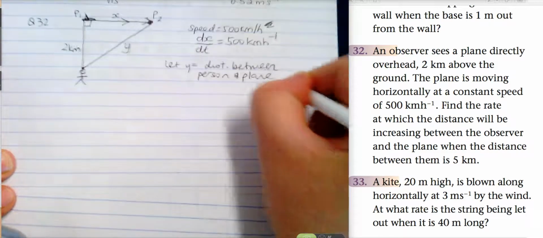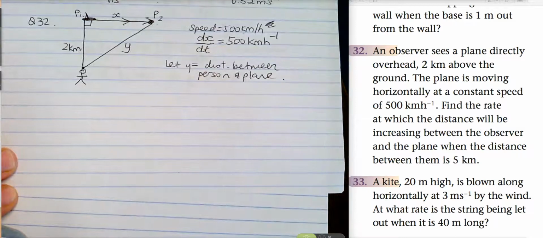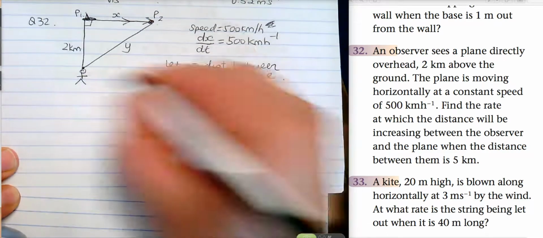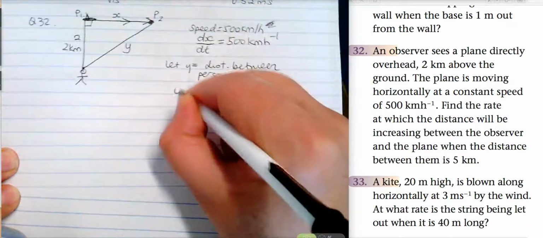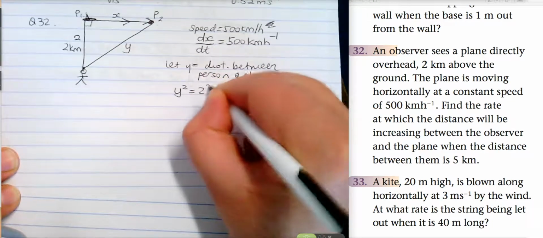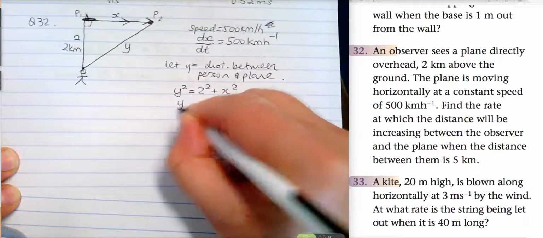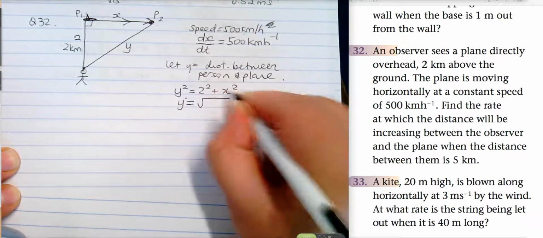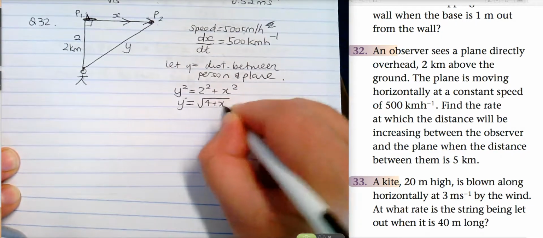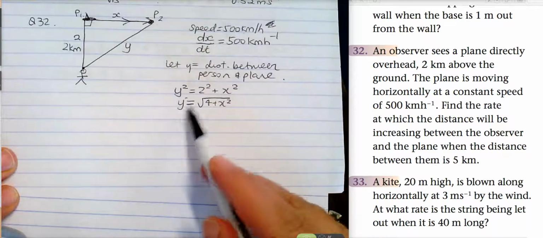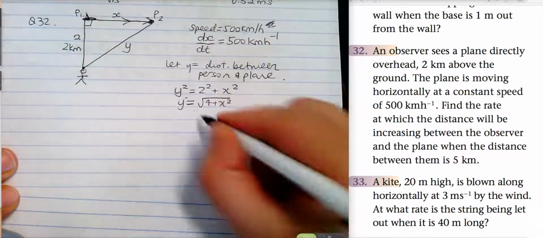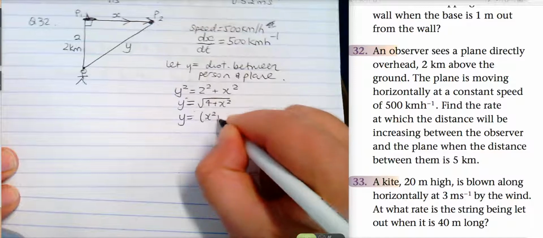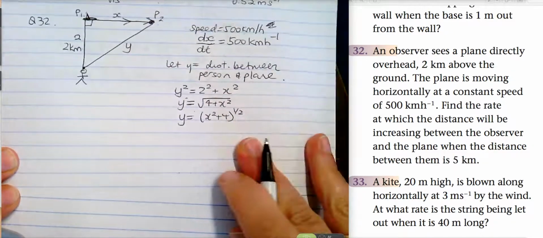I'm just going to start you off on this. So do you think you can come up with a formula for y? Pythagoras. Yes, use Pythagoras to come up with a formula for y. So y squared is 2 squared plus x squared. So y is the square root of 4 plus x squared. So therefore you'll be able to find dy/dx. So y is (x squared plus 4) to the half. You can find dy/dx.